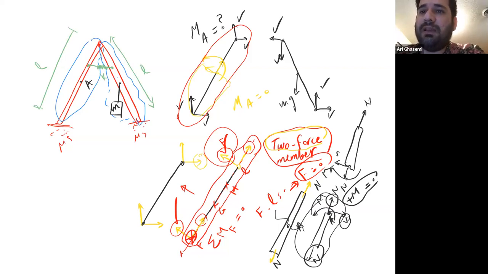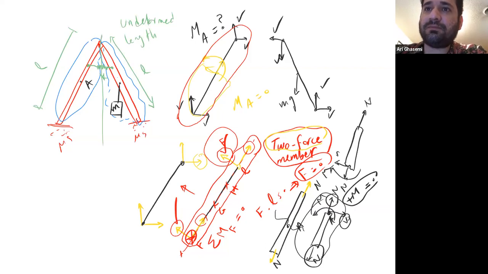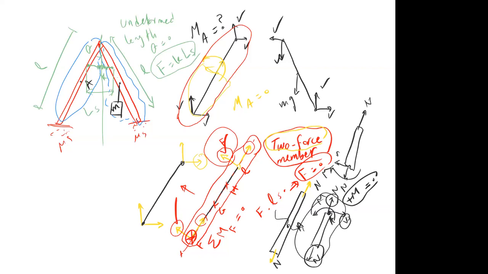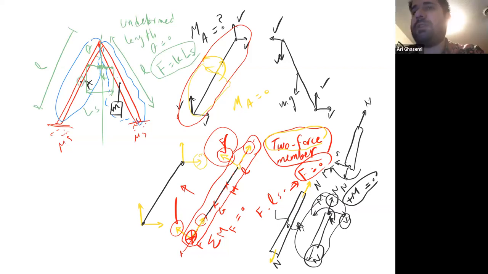And let's assume that the initial undeformed length was when the angle was theta, right? That means the current length from here to here, L spring, is the one that comes into the force in the spring: F is equal to K times L spring. With this assumption, now find the moment at point A. What is the internal moment at point A? Is it 0 or do you not get 0?